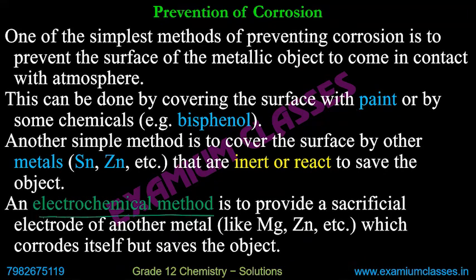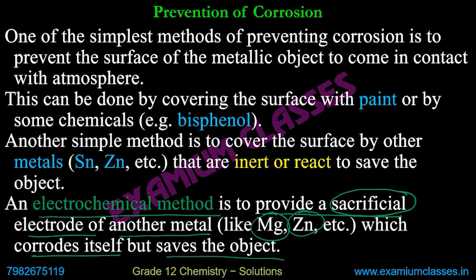An electrochemical method is to provide a sacrificial electrode of anode metal like magnesium, zinc, etc., which corrode itself but saves the object. For that, we use electrochemical method, means electroplating.